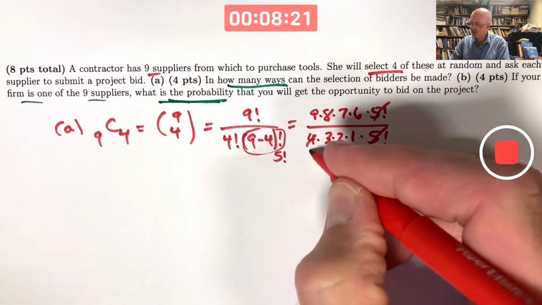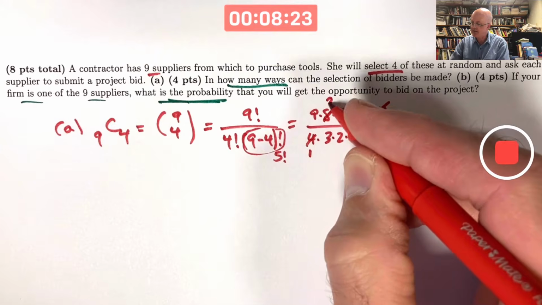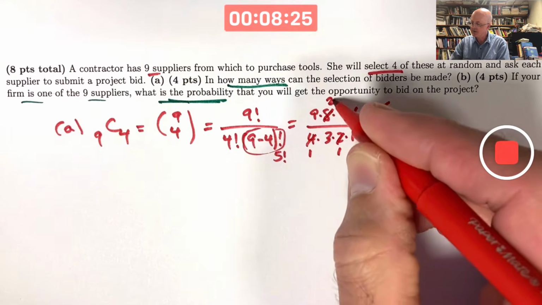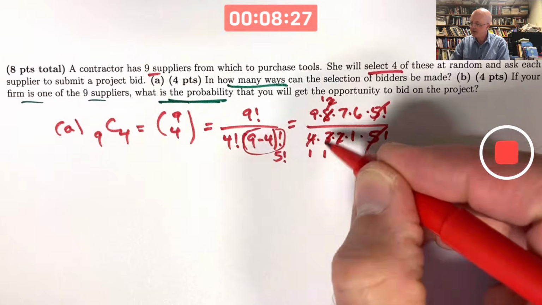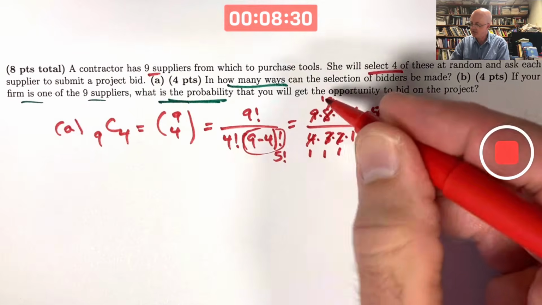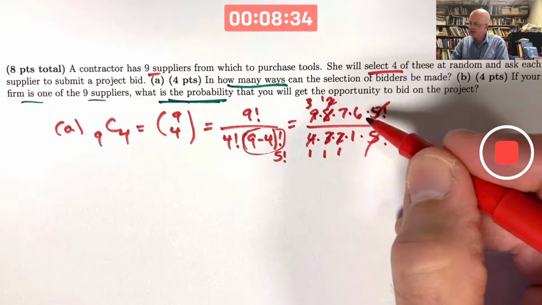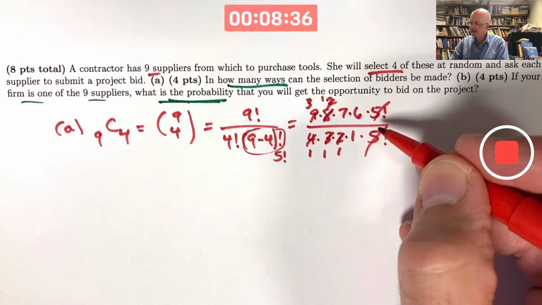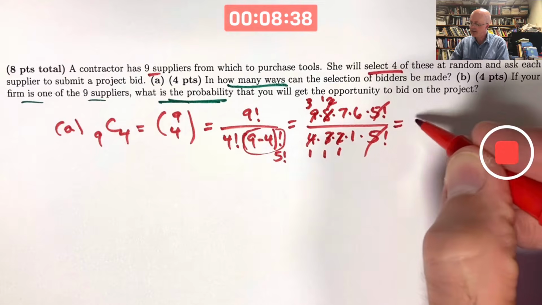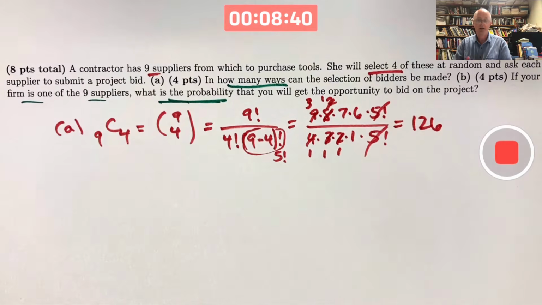Go ahead and do some more cancellation. The 4 cancels with the 8 to leave a 2. That 2 cancels with this 2 to leave a 1. This 3 cancels with either the 6 or 9. Let's cancel it with the 9 to leave a 3. So it looks like we're left with 3 times 7 times 6, 21 times 6, and that will be what? 126 is the value of 9 choose 4.